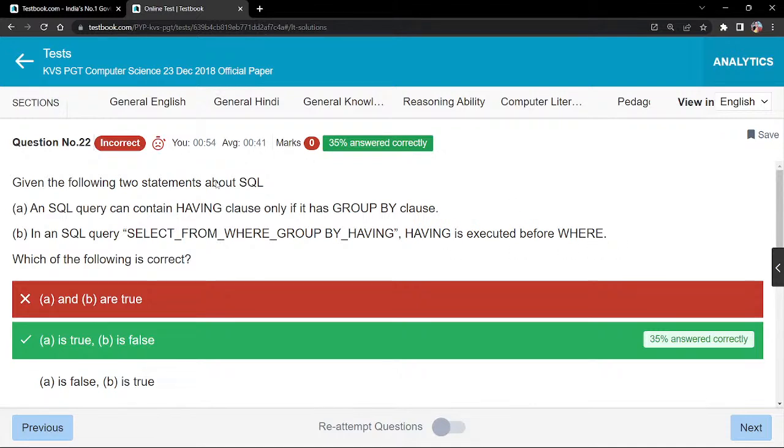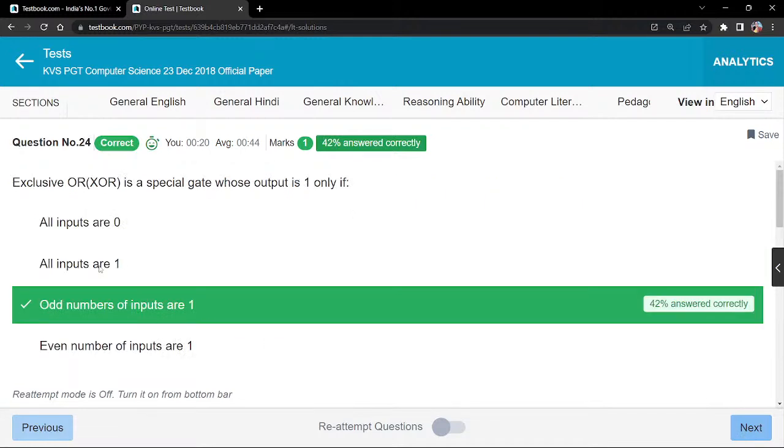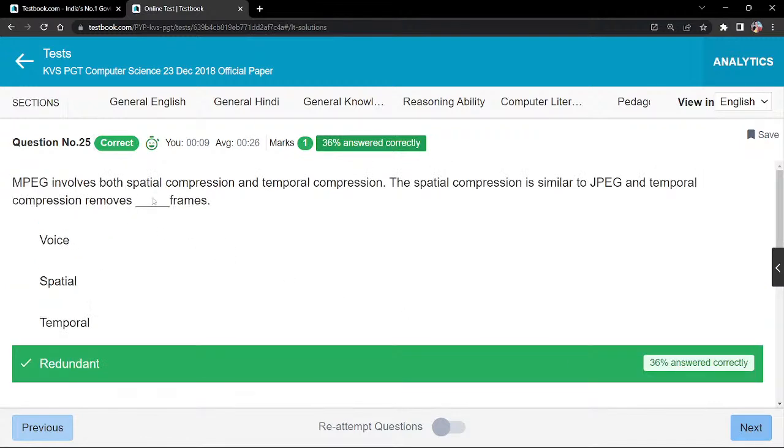Having is executed before where. It is false. The statement that an SQL query can contain a having clause only if it has a group by clause is true. Next, which of the following is used for transfer in SMTP? Next, exclusive OR: the number of inputs that are 1. MPEG involves both spatial and temporal redundancy.